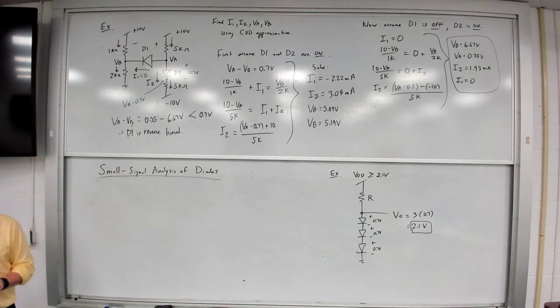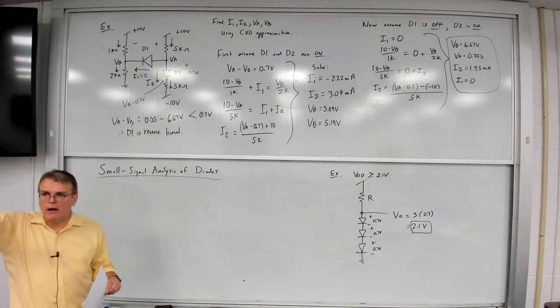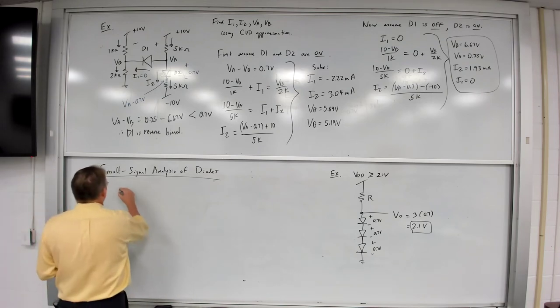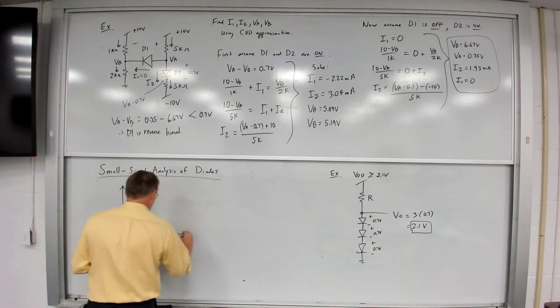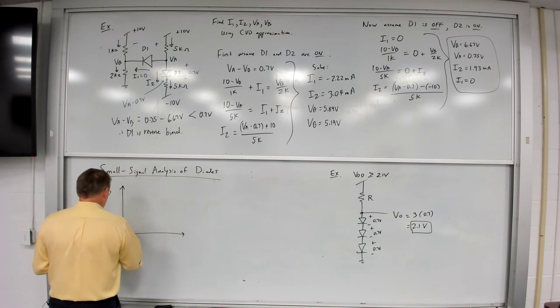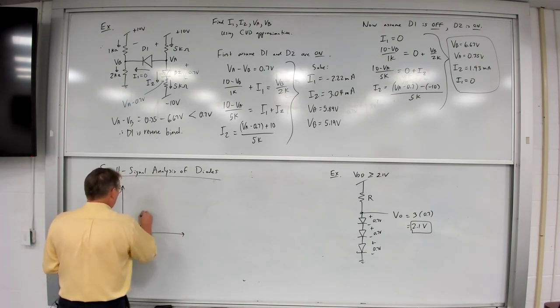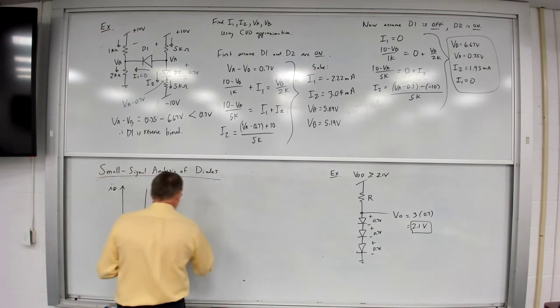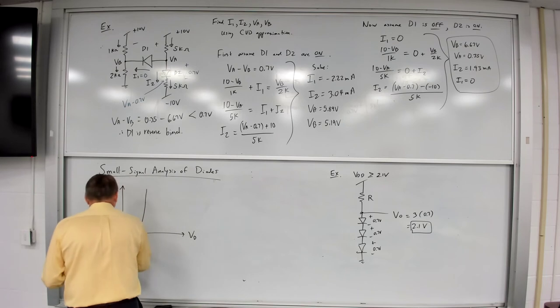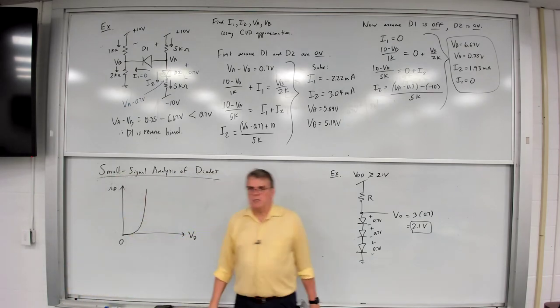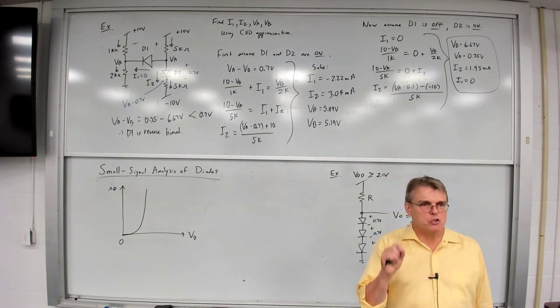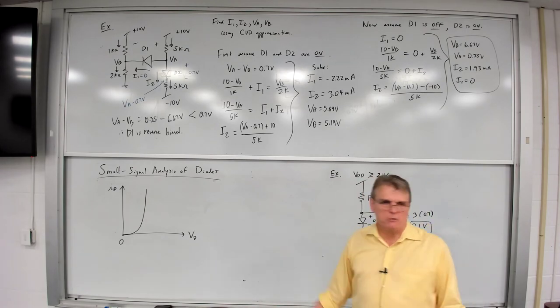Let's consider small signal analysis using a diode, and I'm going to first start by graphing out the diode voltage current curve, which we've already seen before. Now I'm going to look at this in forward bias, because this is where this is important. Small signal analysis matters when the diode is turned on. A diode that's off is not interesting.